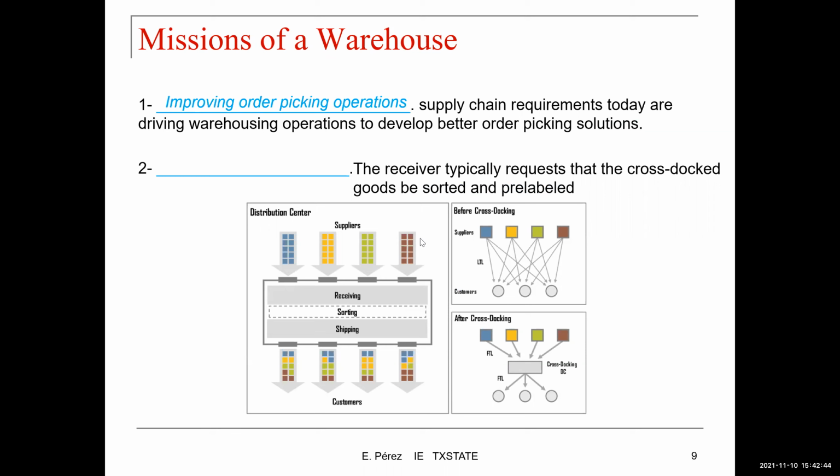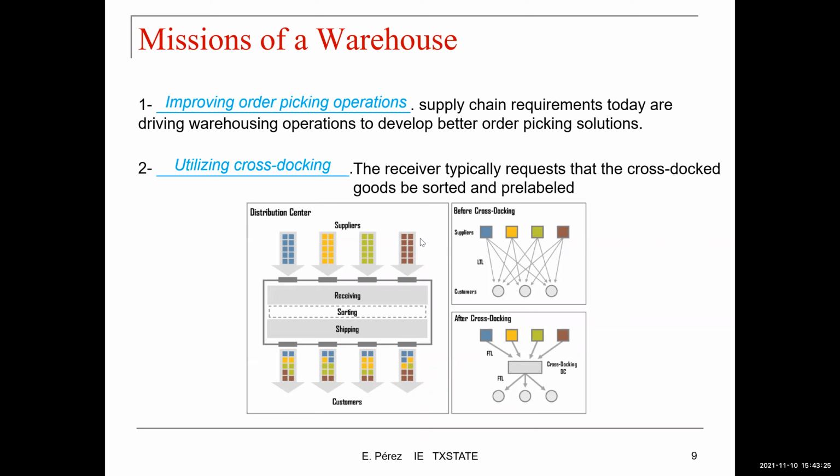So the missions of a warehouse: improving order picking operations. Supply chain requirements today are driving warehousing operations to develop better order picking solutions. So again, this is the process of you putting together an order for your customer. At the high level, you're putting together an order for a store. At the lower level, you might be putting together an order for a customer, like an Amazon customer. You're ordering multiple items and you need to put them all together in the same box. So those are the order picking operations.